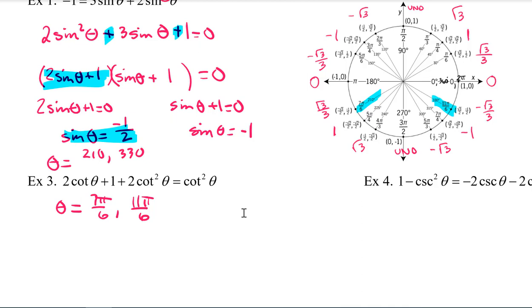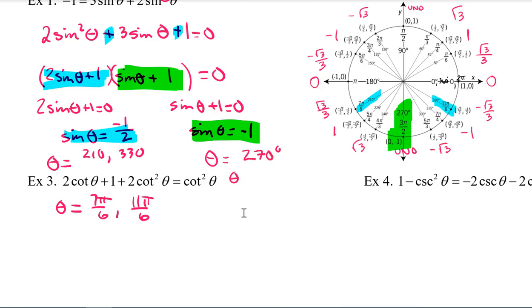Now my other factor, sine of theta equals -1. On this part, this factor right here, I end up with a value of sine theta being -1. Again, where's my y coordinate -1? Down here at 270 degrees, or 3 pi over 2. So this one only has one answer: theta would be equal to 270 degrees, or theta would be equal to 3 pi over 2. All right, that's it. And that's all you've got to do.